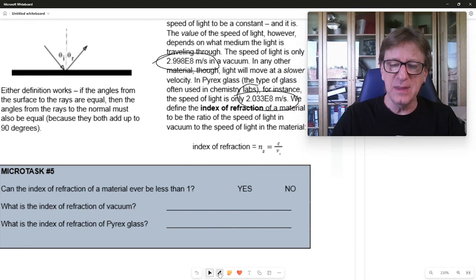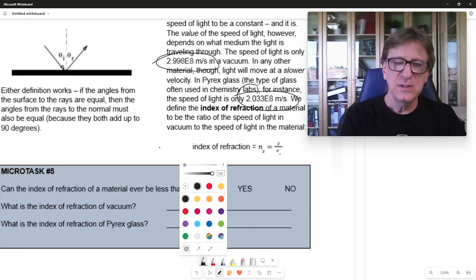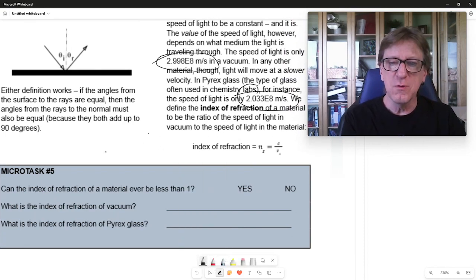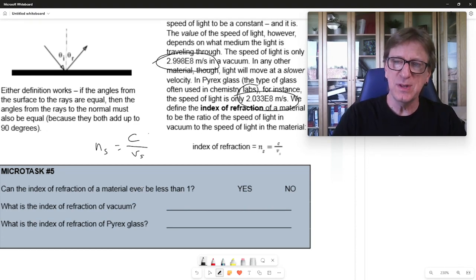So we define the index of refraction to be the ratio of the two velocities. n is going to be the speed of light in a vacuum divided by the speed of light in that medium, whatever that happens to be. So take a look at the next microtask here. Can the index of refraction of a material ever be less than 1? Pause the video and think about that.